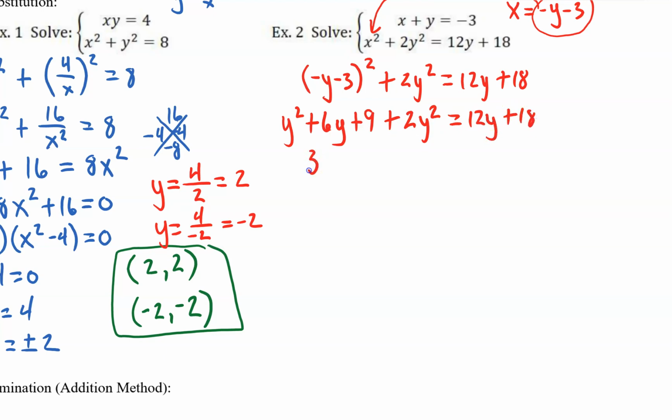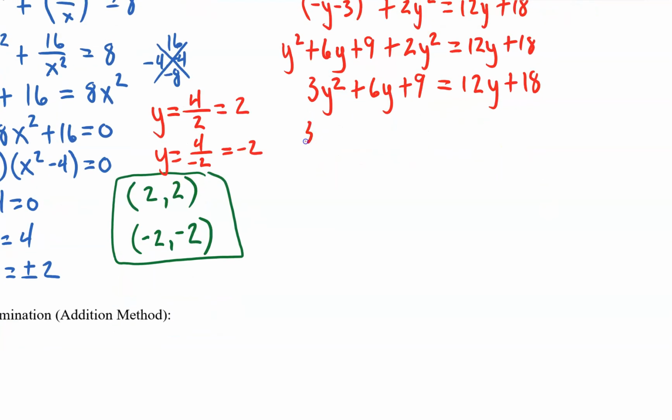So we're going to combine our y squareds. Plus 6y plus 9 is equal to 12y plus 18. I'm going to move everything to one side, so 3y squared, subtracting 12y, so I'm going to get negative 6y. And then subtracting that, I'm going to get negative 9 is equal to 0. I'm going to take 3 out. When I divide out the 3, I'm going to get something that looks like this.